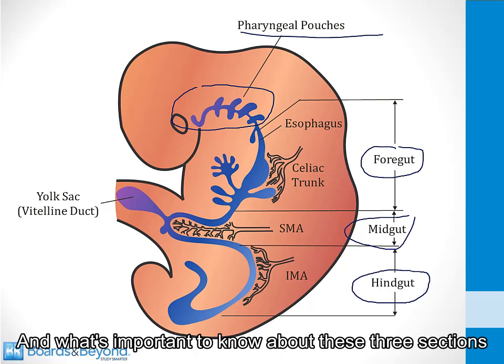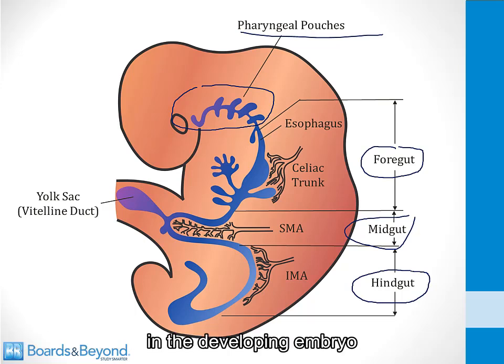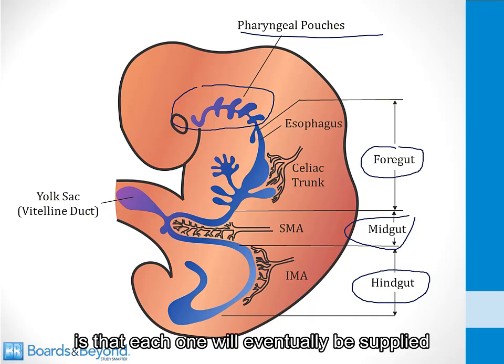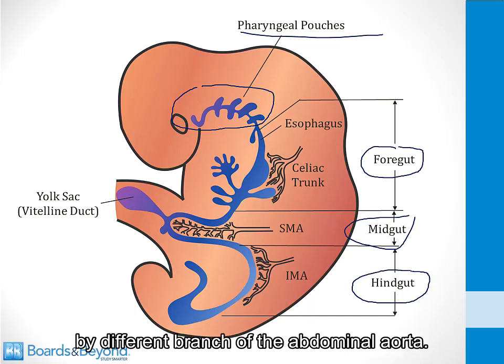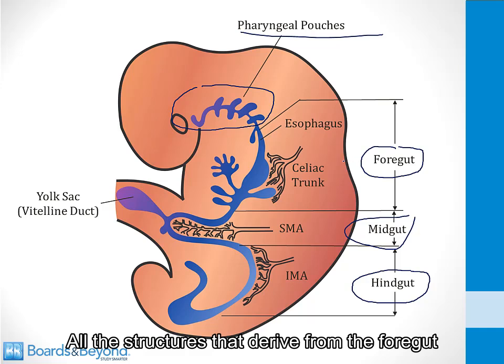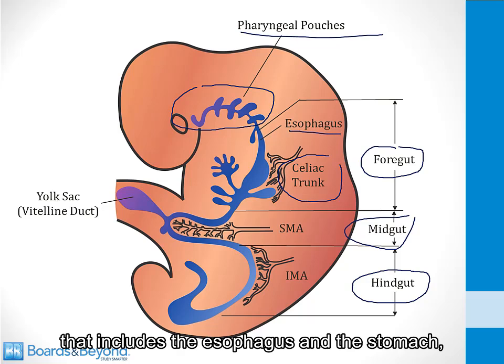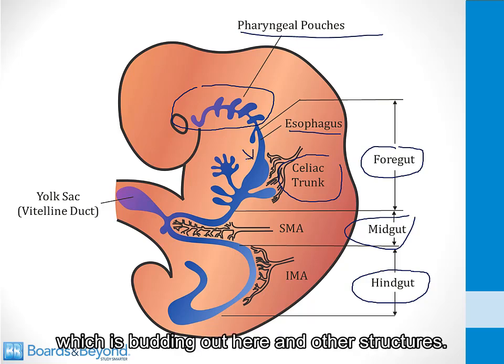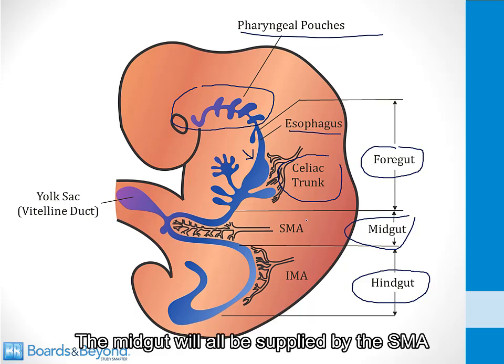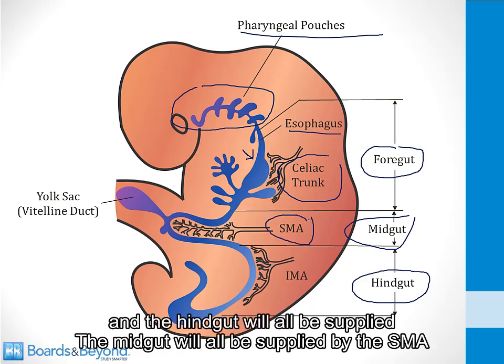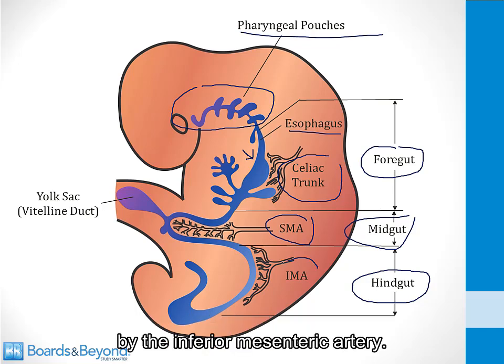And what's important to know about these 3 sections in the developing embryo is that each one will eventually be supplied by a different branch of the abdominal aorta. All the structures that derive from the foregut will be supplied by the celiac trunk. That includes the esophagus and the stomach, which is budding out here, and other structures. The midgut will all be supplied by the SMA, and the hindgut will all be supplied by the inferior mesenteric artery.